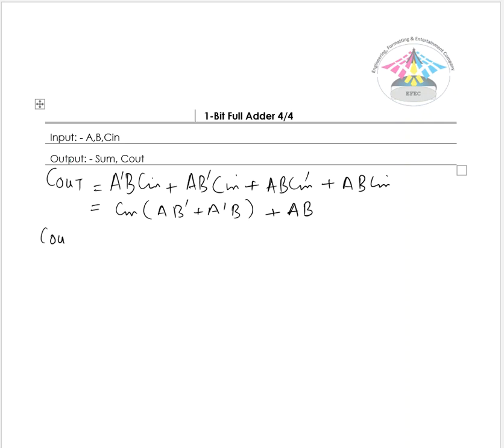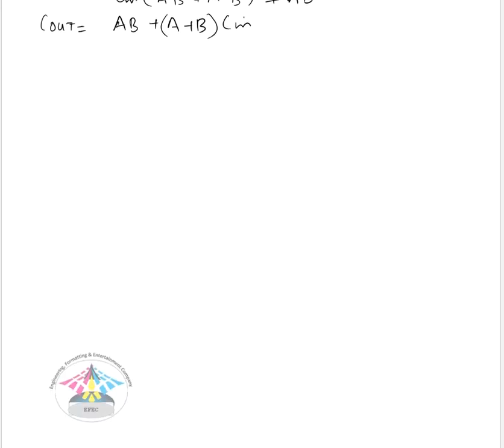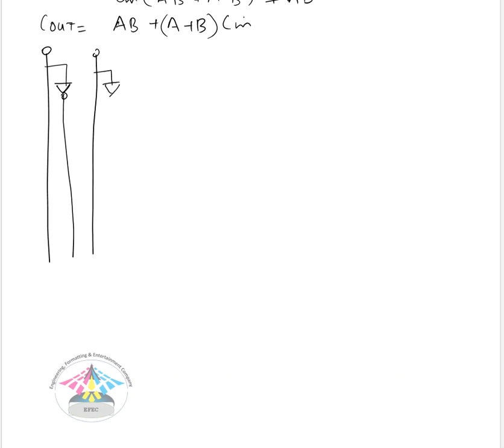We also derived this form using the K-map, and it was equal to AB + (A + B)Cin. Now let's look at the hardware implementations for both of these forms. First of all, let's talk about the general form. Since it's using the A' and B', we have to generate these literals plus Cin.